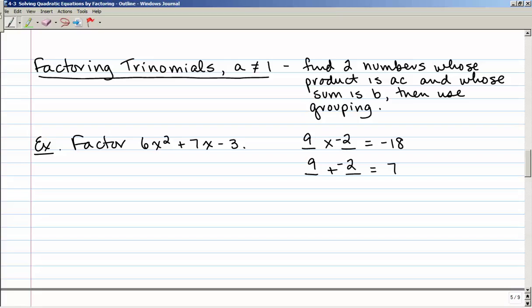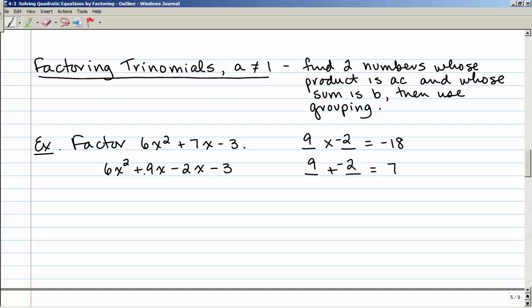So now I'm going to use those two numbers. I'm going to use the 9 and the negative 2 to rewrite my b. So I'll have 6x squared plus 9x minus 2x minus 3. Notice what I did was when I found these two numbers, the 9 and the negative 2, I used those to rewrite this positive 7.